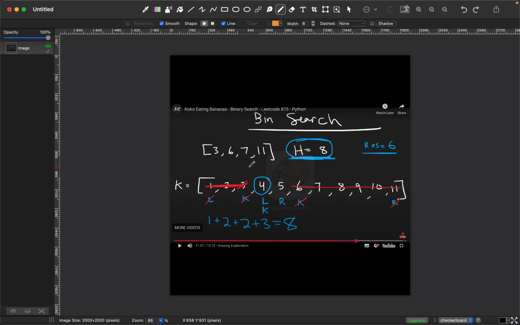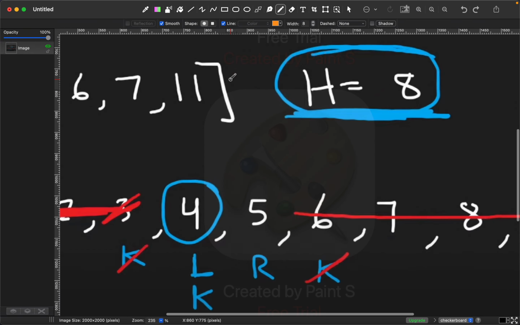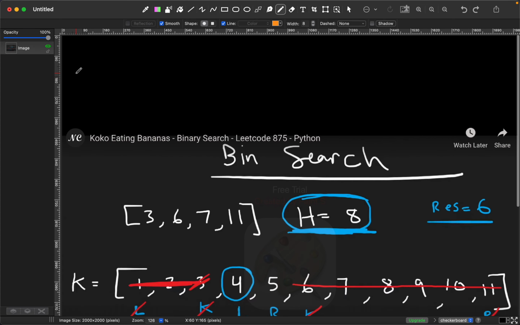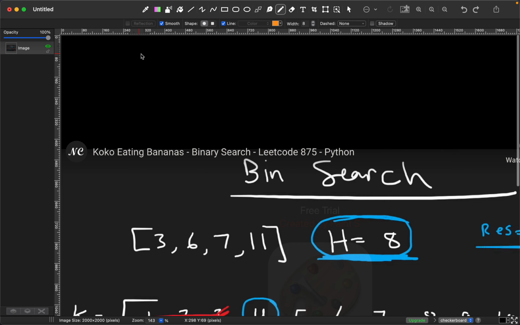So first things first, look, this question is specific. It's just going to talk about binary search. So just give me a moment. I'll establish all the parameters that are going to be involved in this. So give me a moment.